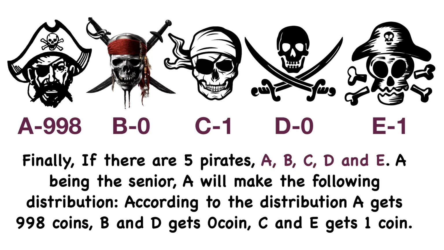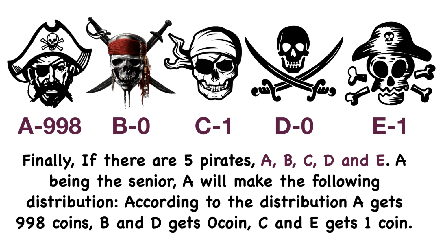Finally, if there are 5 pirates, A, B, C, D and E, A being the senior, A will make the following distribution. According to the distribution, A gets 998 coins, B and D get 0 coins, C and E get 1 coin.